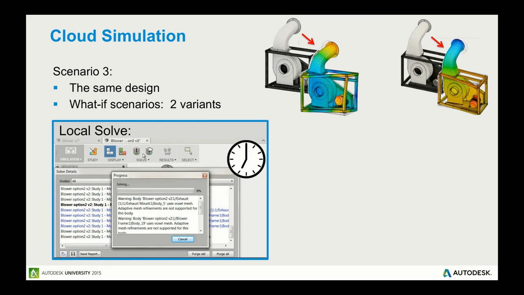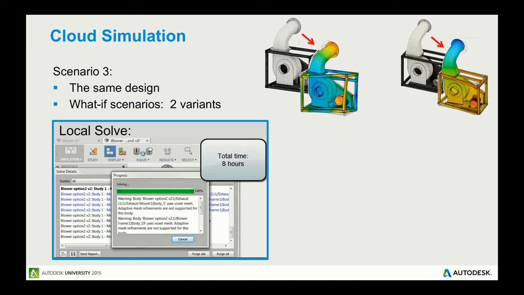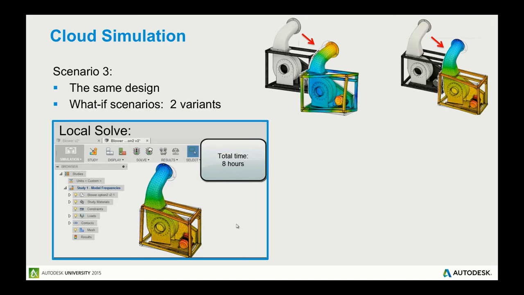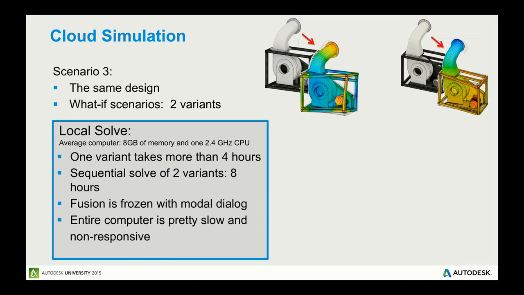So that's a pretty time-consuming thing just for 2 variants. Well, imagine if you have 6 or 4 variants, something more real, it would take a long time. So we invested 8 hours to wait for it. You need to do sequential solves of 2 variants. Fusion is frozen and the computer is not responsive because it's loaded by calculation.